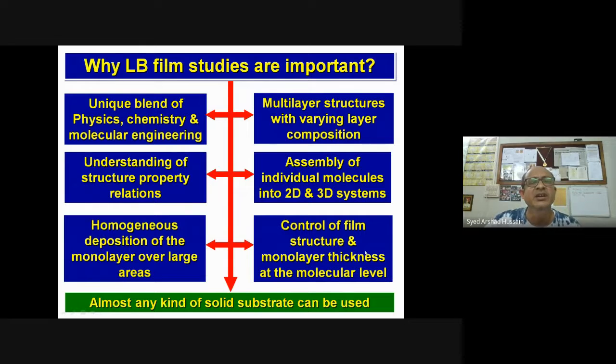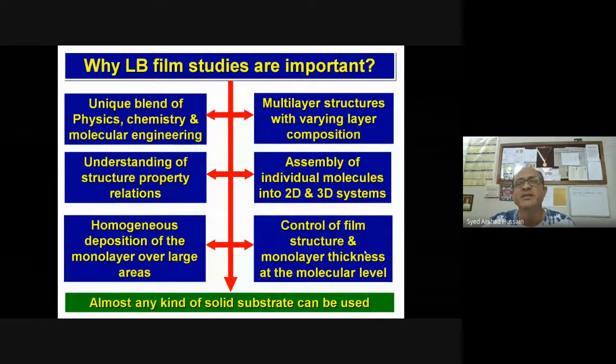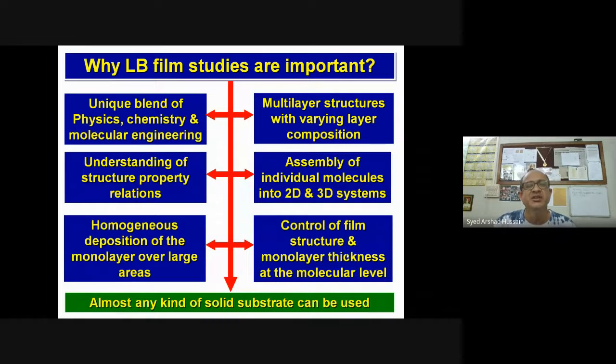So why is the Langmuir-Blodgett technique important? Why should we study it? Because using this technique, you can have an idea, you can study physics, chemistry, molecular engineering. One can say that this technique is a unique blend of physics, chemistry, molecular engineering. Then you can have an idea about the structure property relationship. That means you can change structure, or you can organize your molecules in different controlled structures. At the same time, you can correlate the property of the material in different structures.